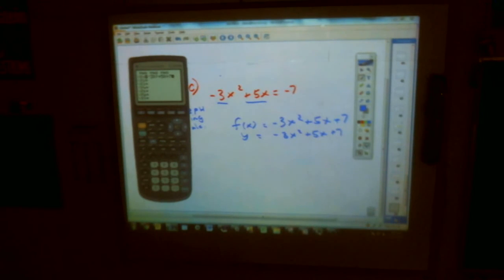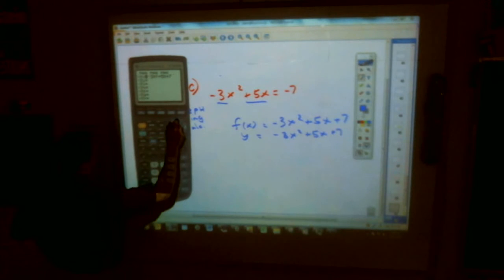If you push enter, it'll ask you to enter another equation in there. That's if you're graphing multiple things on one screen. We're not. We're only going to do one, and that's where you would push the word graph.